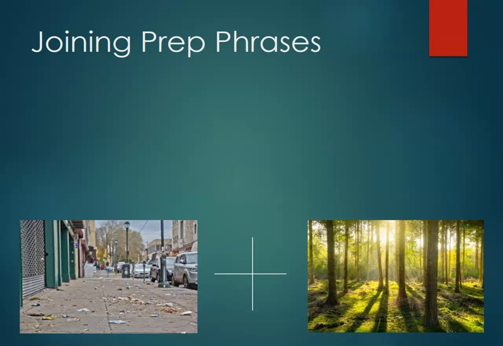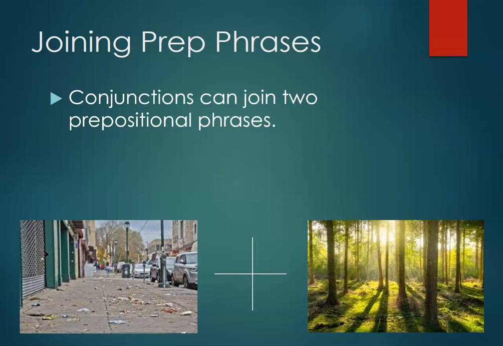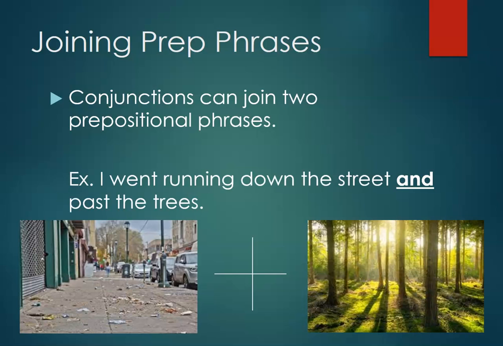When we're joining phrases, more specifically prepositional phrases, at least for right now, conjunctions can join prepositional phrases, such as, I went running down the street and past the trees. My prepositional phrases are down the street and past the trees, which are connected with the conjunction and. So, I went running down the street and past the trees.